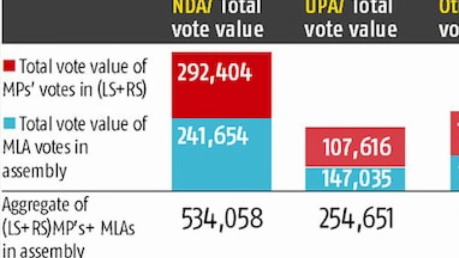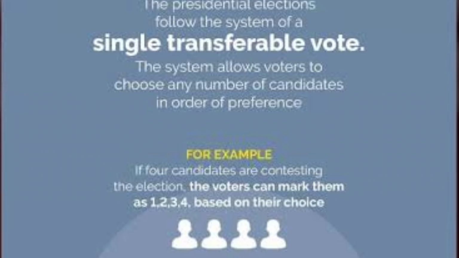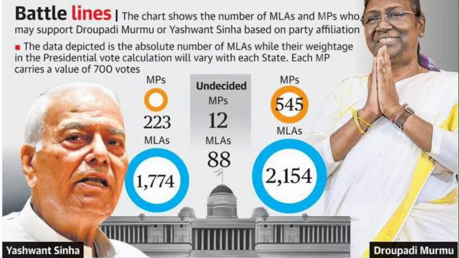The president election is held in accordance with the system of proportional representation by means of a single transferable vote, and the voting is by secret ballot. Each member will have one ballot paper. For example, take 5 candidates: 1, 2, 3, 4 and 5. All members should give their preference in order from 1 to 5.